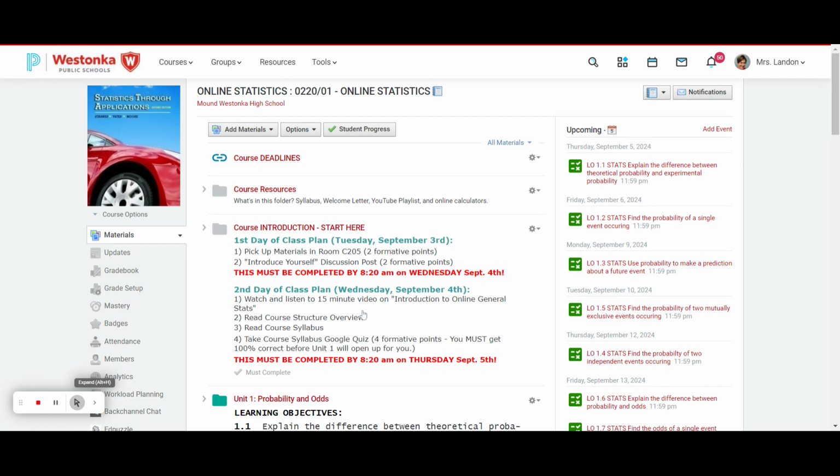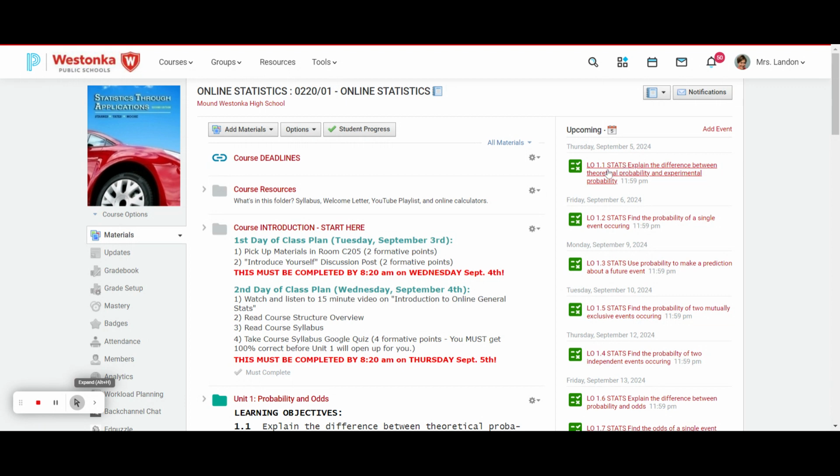Hopefully, you have successfully completed all of the required work for the first week here, as we see in our course introduction folder: picking up your materials, doing the introduction of yourself, and taking your syllabus quiz. Now the real work has begun. Hopefully you've already started some of the required work. If you take a look at the calendar on the side, you're going to see the entire course already paced out with the recommended dates that you actually do the homework assignments.